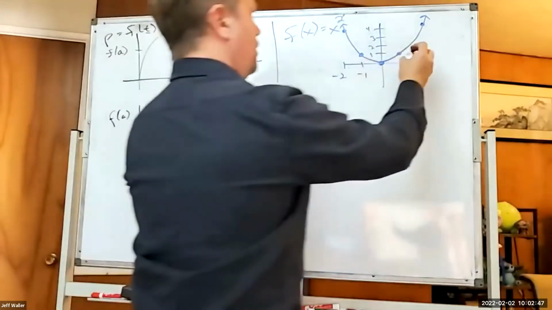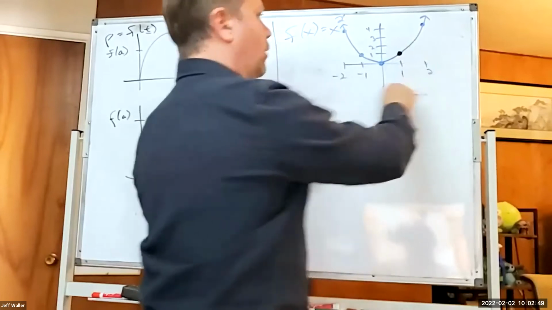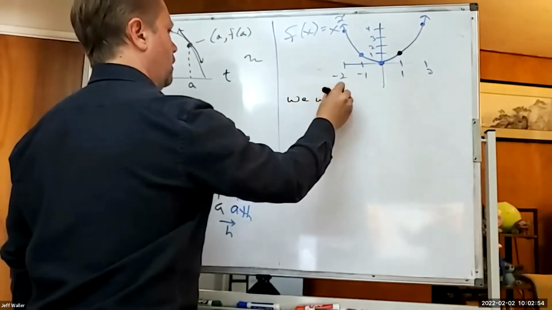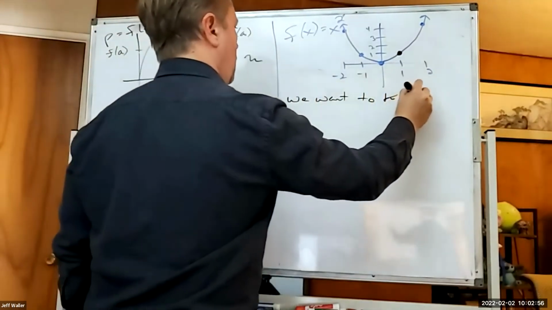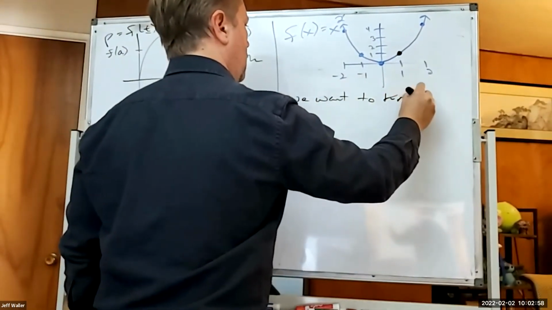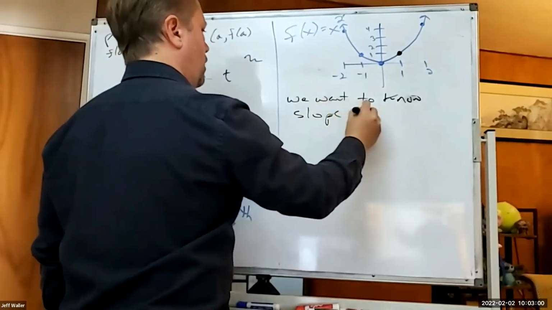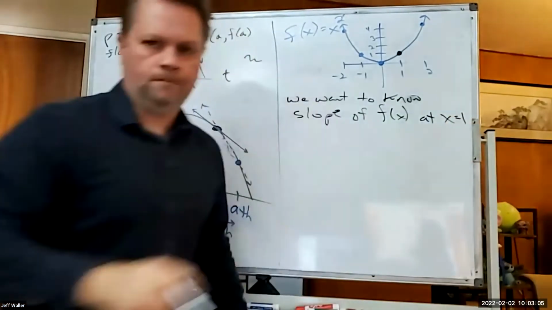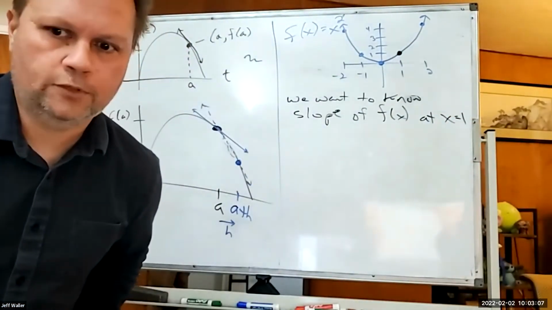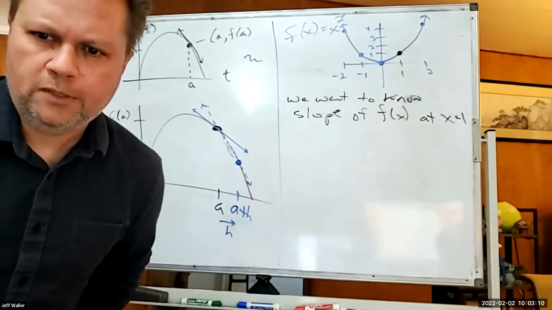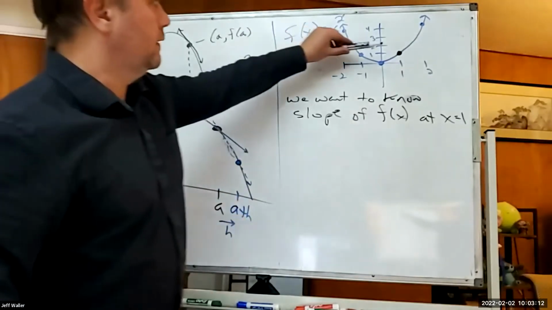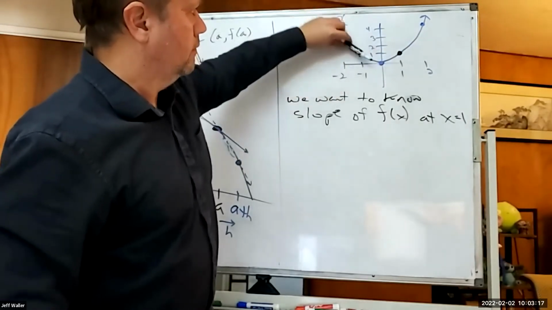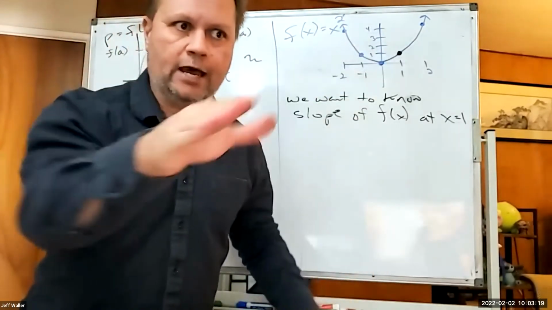Yes. We want to know the slope here at 1. We want to know the slope of f of x at x equals 1. Okay. You guys with me? At 0, what's the slope? 0. Definitely flattens out, right?